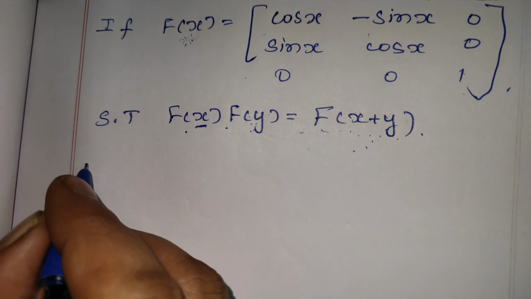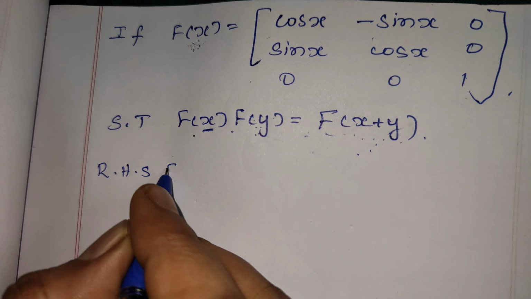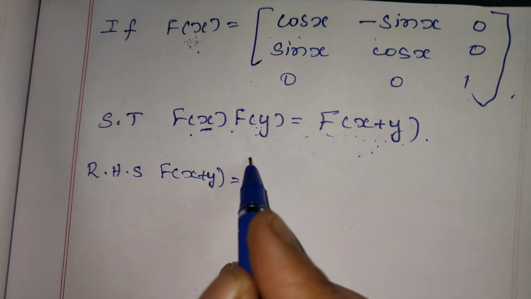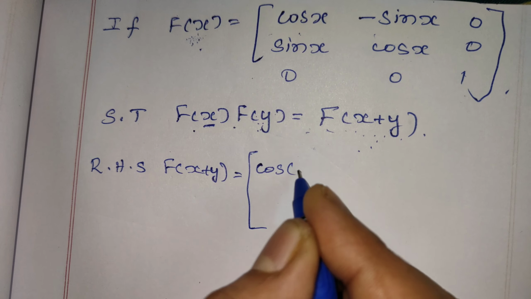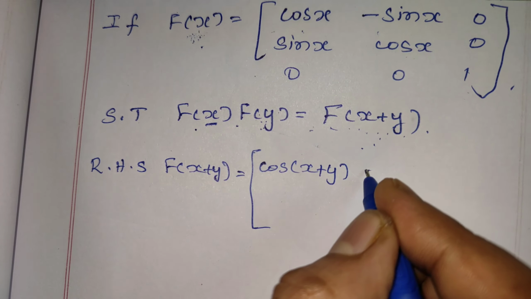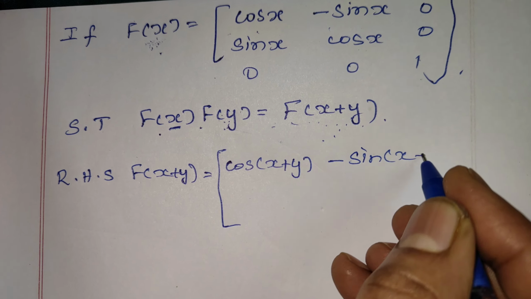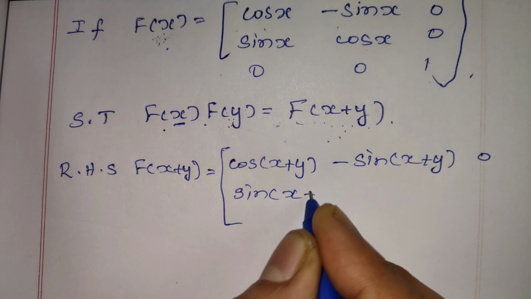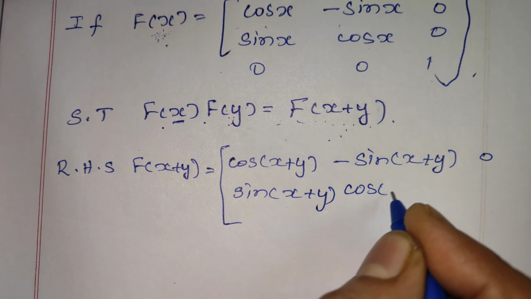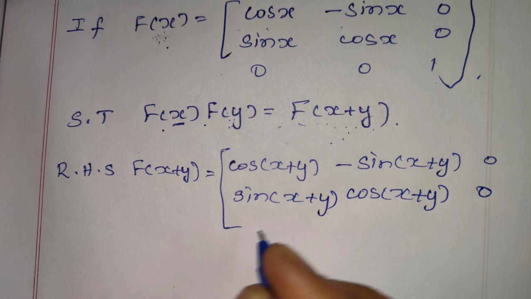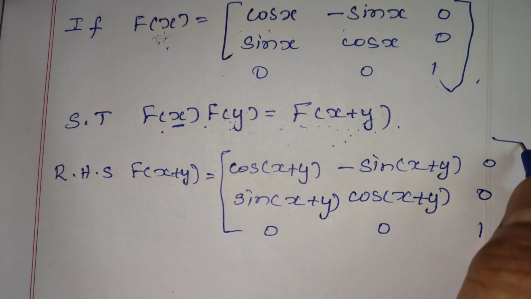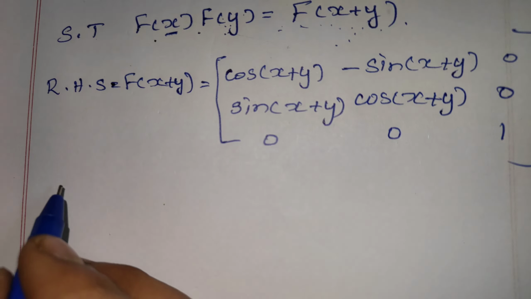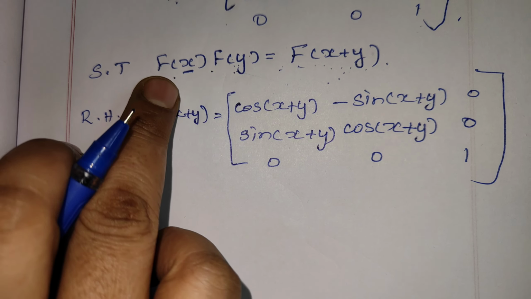So first I take the right hand side, that is f of x plus y. Replace x by x plus y. So what you get is cos of x plus y, minus sin of x plus y, then 0. Here sin of x plus y, cos of x plus y, then 0. Then here 0, 0, 1. This one is the RHS. Next we are going to do the LHS.